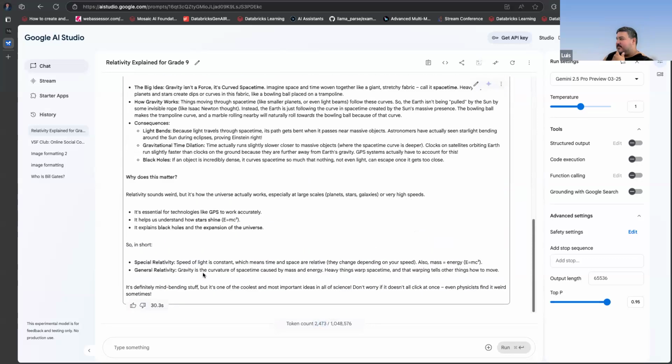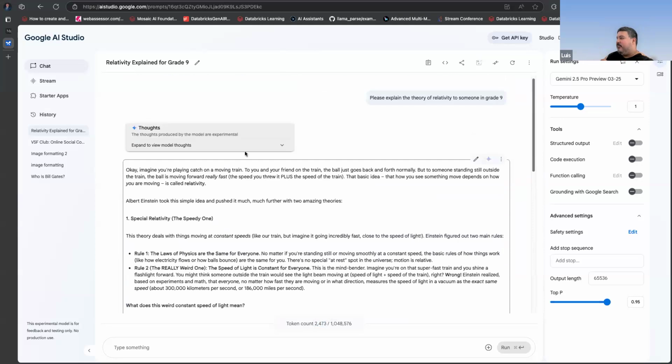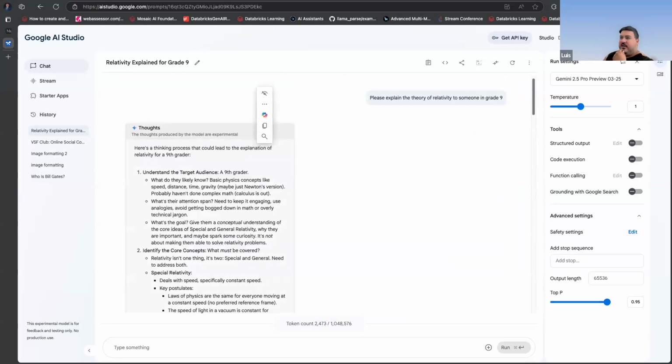Now that's where you have to think about it. Is it really necessary to use a reasoning model every single time for simple questions? You definitely want reasoning models for harder questions to understand.